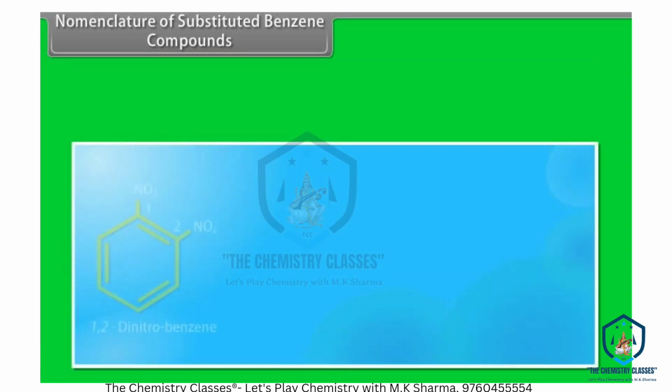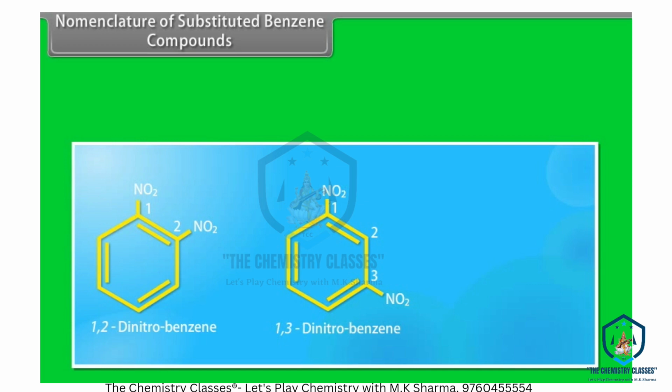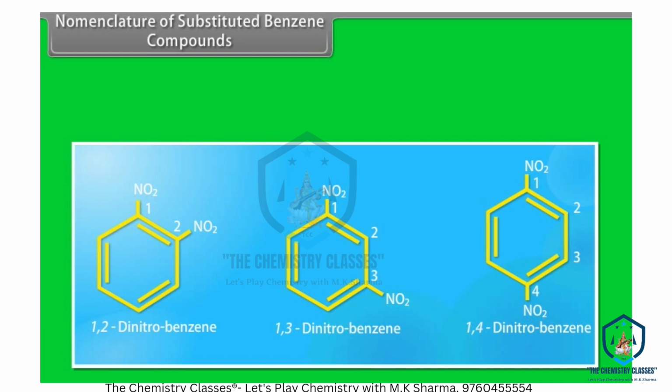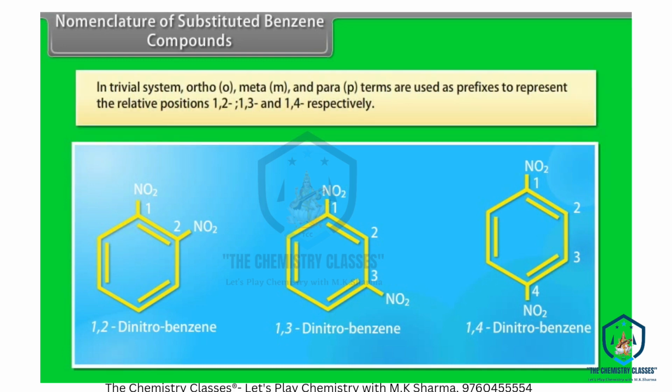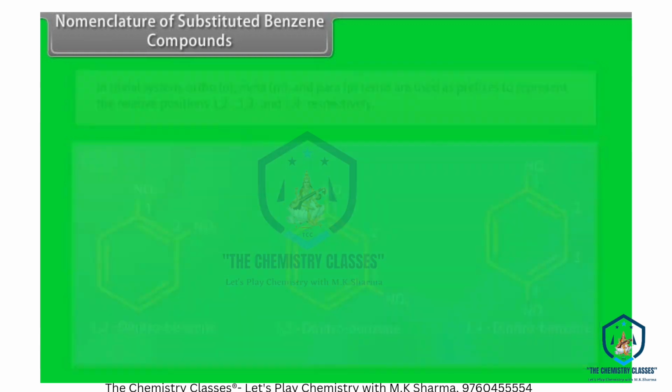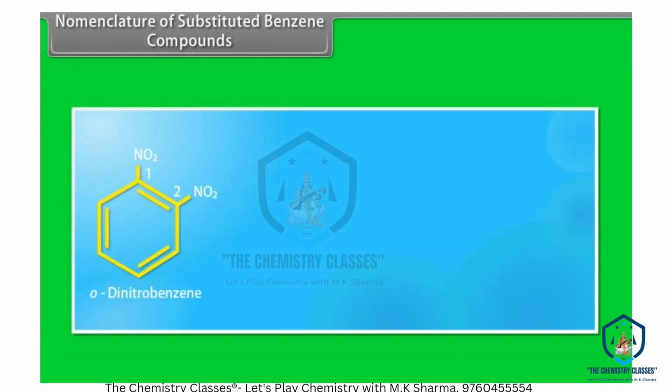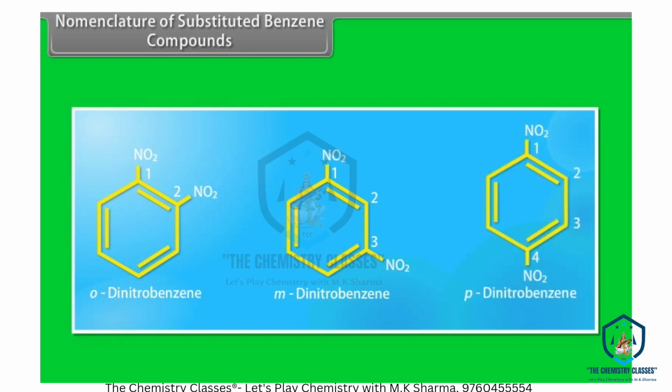For example, 1,2-dinitrobenzene, 1,3-dinitrobenzene, 1,4-dinitrobenzene. In the trivial system, ortho (o), meta (m), and para (p) terms are used as prefixes to represent the relative positions 1,2, 1,3 and 1,4 respectively. For example, ortho-dinitrobenzene, meta-dinitrobenzene, para-dinitrobenzene.